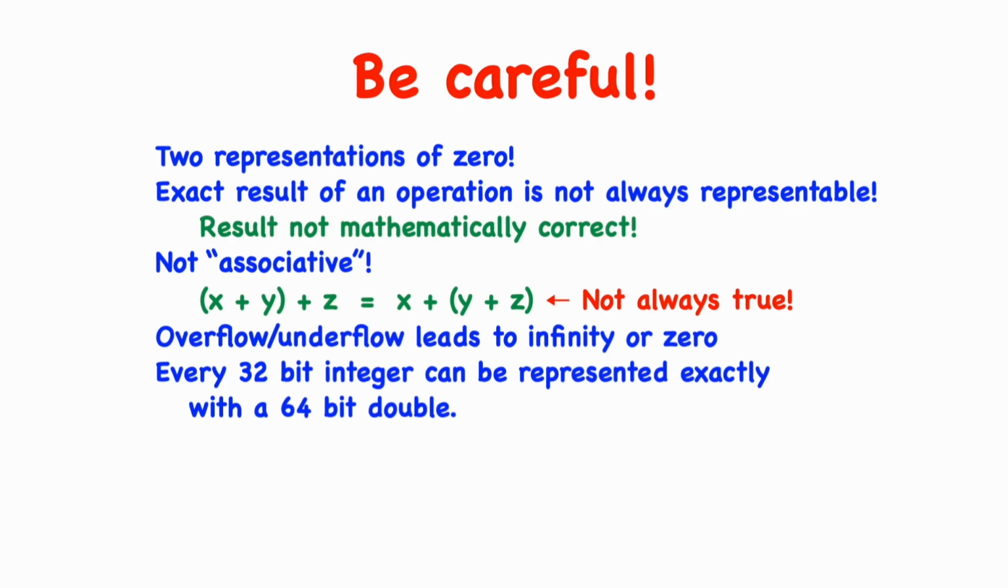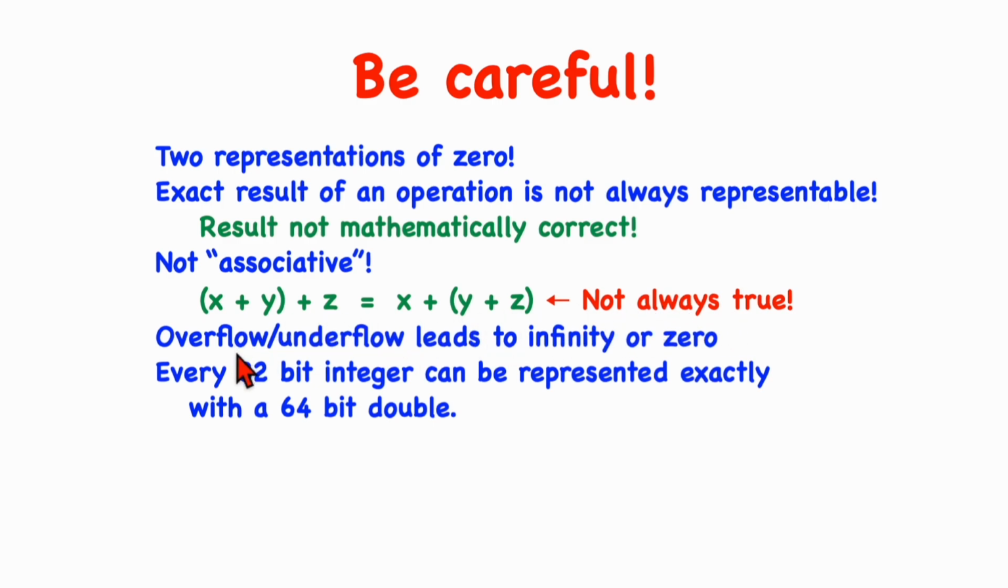So what does it mean for equality? Most importantly, the results may not be exactly representable. So the result of a particular operation is not mathematically correct, if you will. Close, but not exact. Another thing that is really confusing is that the associativity that you're so used to with math doesn't always hold. So with floating point numbers, this computation here is not always correct.